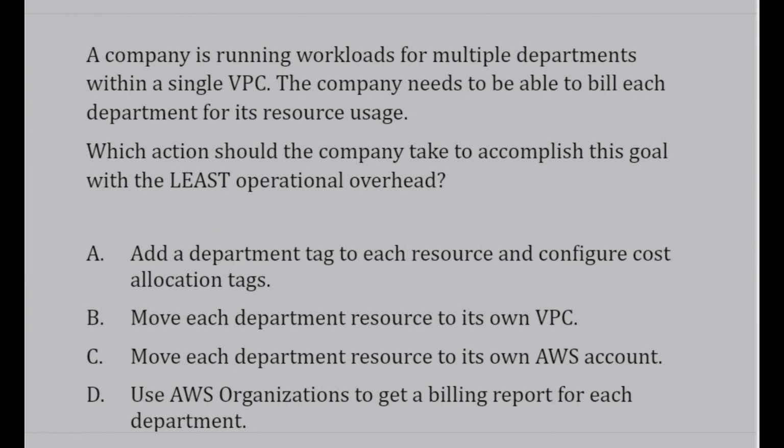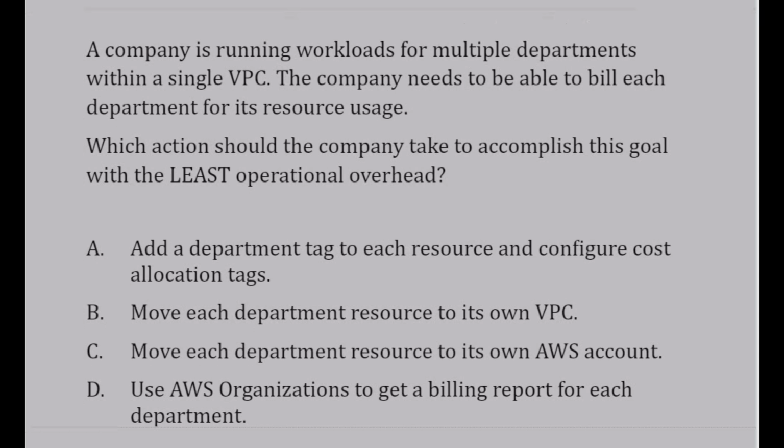Option A. Add a department tag to each resource and configure cost allocation tags. Option B. Move each department resource to its own VPC. Option C. Move each department resource to its own AWS account. Option D. Use AWS Organizations to get a billing report for each department. Correct answer is option A.